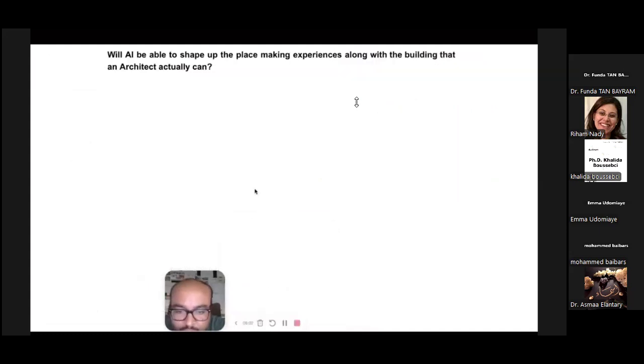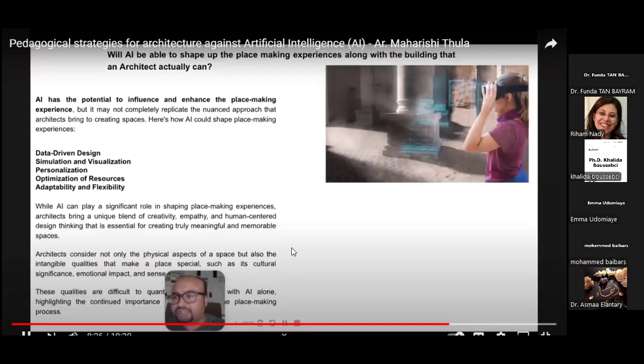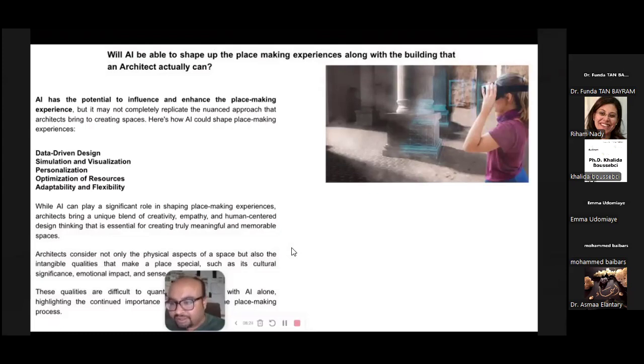So now the question is: will AI be able to shape the placemaking experience along with the building as an architect can? Obviously, AI has potential if we talk about data-driven design, personalization, resources and flexibility. But these qualities are difficult to realize if we do not have the capability to create the balance. So that's the major question here.